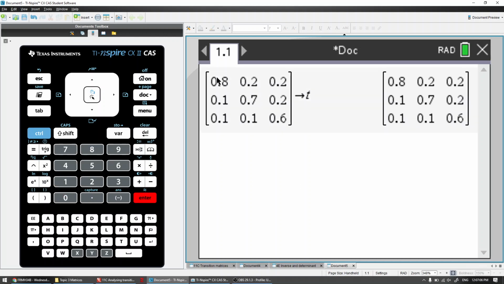All right, so do that. It'll be longer for you because I've got a keyboard. You've got the tiny buttons on the CAS calculator. Check that T has actually been stored by just typing in T and pressing enter, and you should get the matrix back.